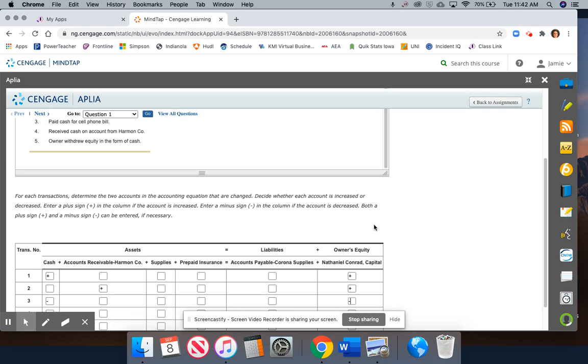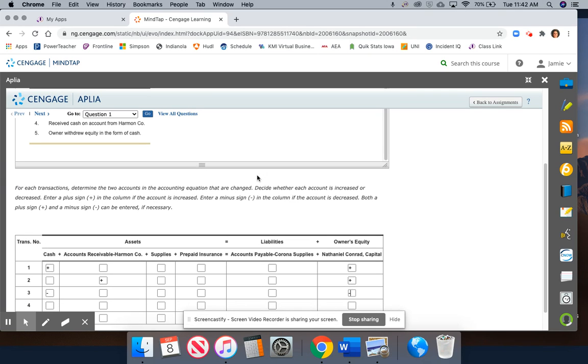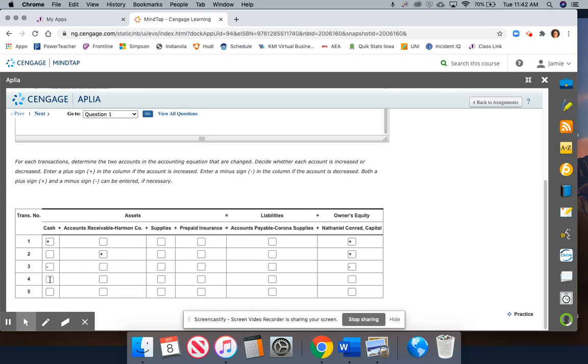Number 4, received cash on account from Harmon Co. Received cash, so that's pretty simple. Anytime we receive cash, then we are going to increase cash. And Harmon Co., they paid us, so they owe us less now. So we're going to decrease their account.